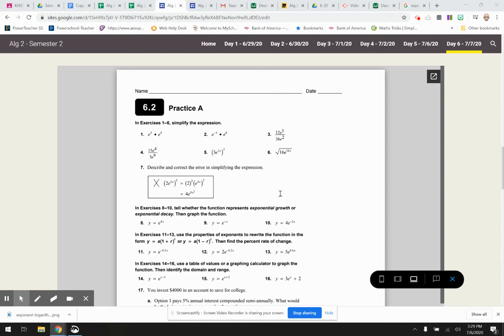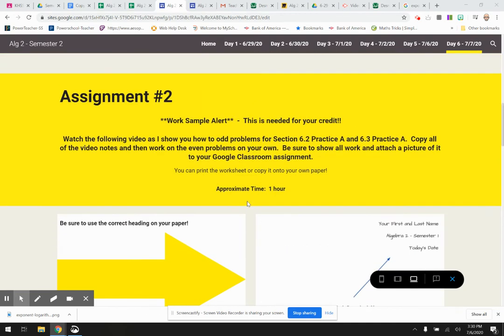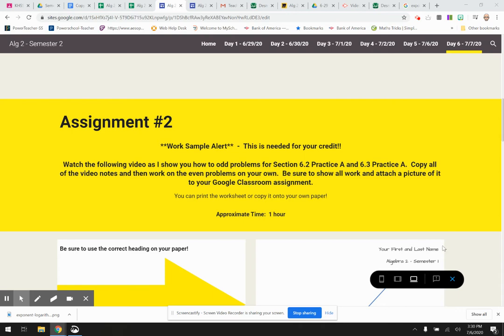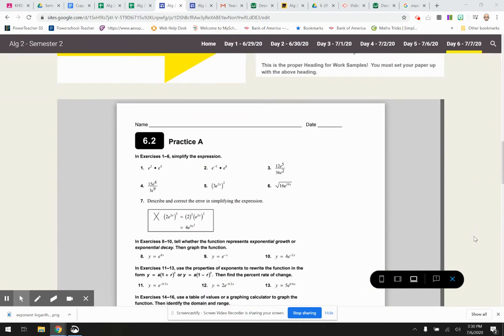You can print a copy of this worksheet or just do it on a sheet of paper. It doesn't matter. Either way, you're going to just take a picture of it and send it to me through the Google Classroom assignment. You're going to attach it to the Google Classroom assignment and send it in.